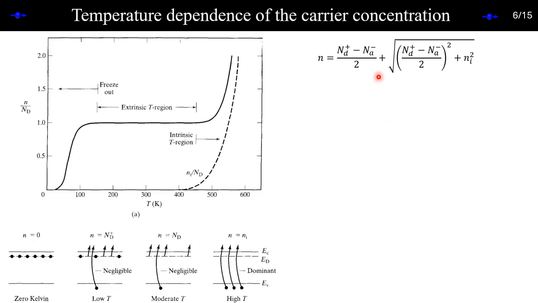So what is this Nd plus and Na minus? This is the expression. But is it valid for the whole temperature range? That's the question. Then you also need to understand how you add those electrons and holes.